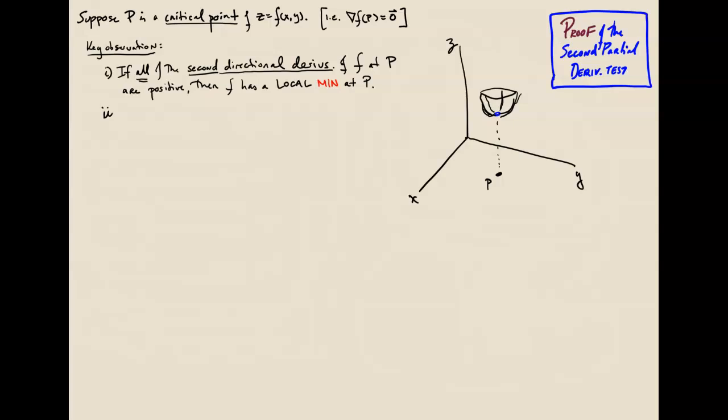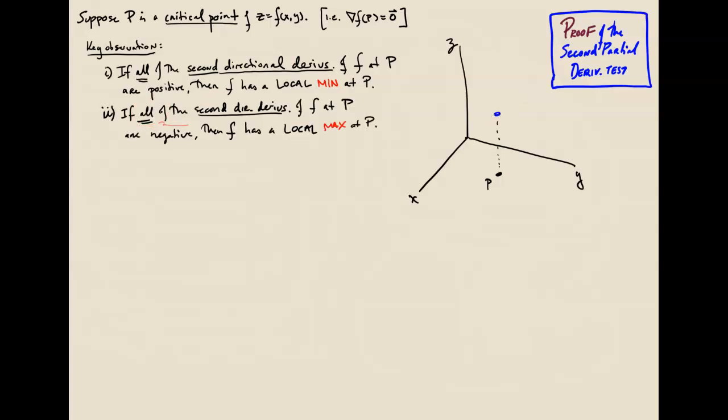And of course, by the same logic, if all of the second directional derivatives of f at P are negative, then f is going to have a local maximum at P. In this case, we would be saying that all of those slices would give us cross-sections that were concave down at that point, which is why we would have a local maximum. This point represents the top of each one of those little hills in each direction. And so we really would have a little cap like this.